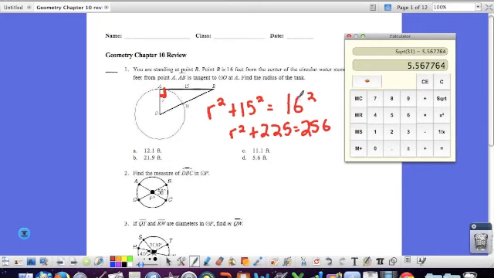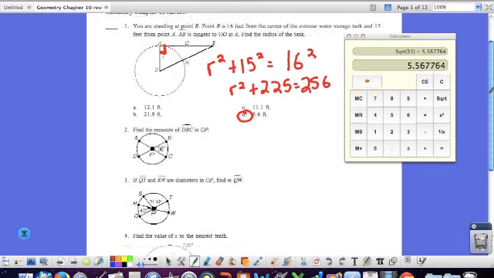The square root of 31 is roughly 5.567764 or 5.6. Next problem.